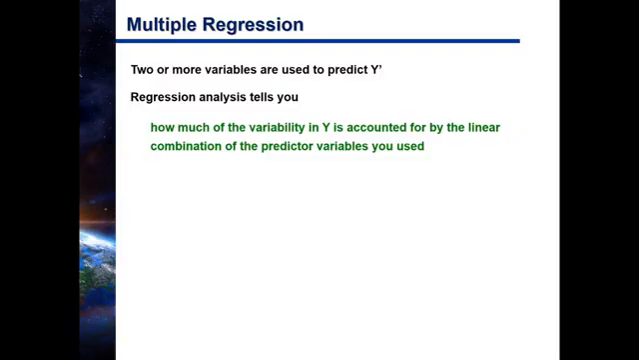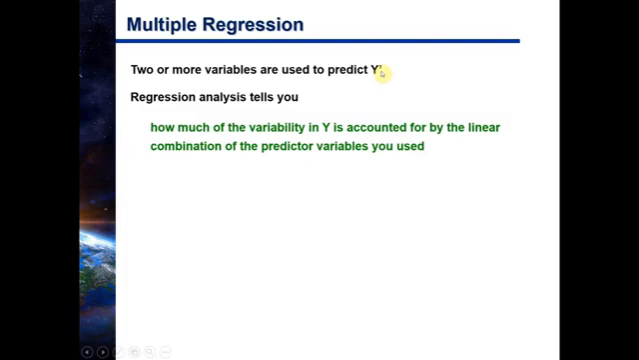Okay, so let's look at multiple regression and then cover the additional assumptions. With multiple regression, we're using 2 or more variables to predict y. So instead of just using x to predict y, maybe we're using x and z to predict y. Or maybe we're using variables a, b, c, d, e to predict y. If you're using more than one predictor variable, then it's multiple regression. All right. And of course, the predicted value of y is y prime.